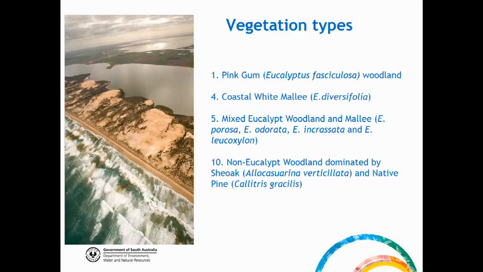So the vegetation types, just briefly, that I looked at were pink gum, coastal wattle mallee, mixed eucalypt woodland and mallee, and also non-eucalypt woodlands. And the numbers are important for the graphs that follow. So vegetation type 1, 4, 5 and 10, that's what these are referring to.